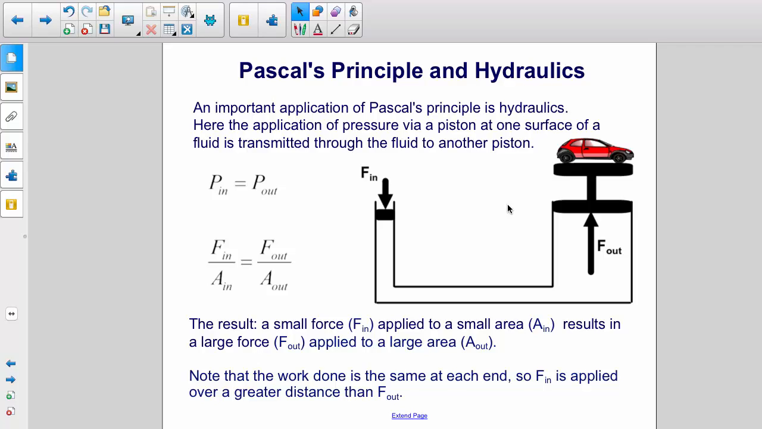Well, how does that work? Well, what you have to realize is that the work done by both pistons has to be the same. As one is pushed in, the other one has to do the same amount of work going out. So the difference is that F in, the small piston, will end up pushing a much greater distance than F out.